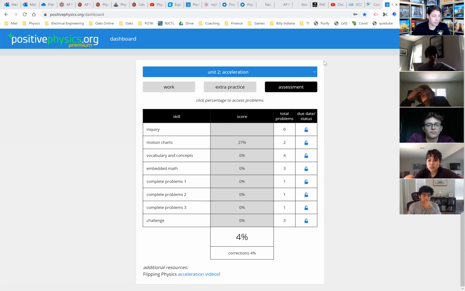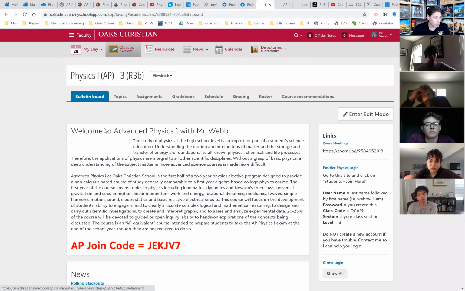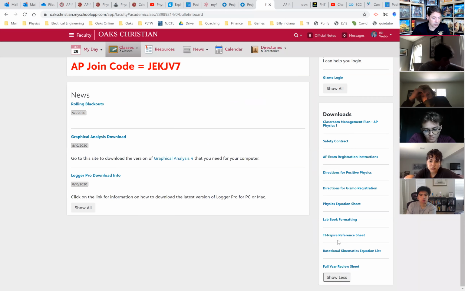If you forget some of those steps, if you come back to the bulletin board page over here in these downloads, I typed out directions for positive physics right here, and it sort of talks you through a lot of those steps. So if you need that, you can come back to this directions for positive physics to help you.